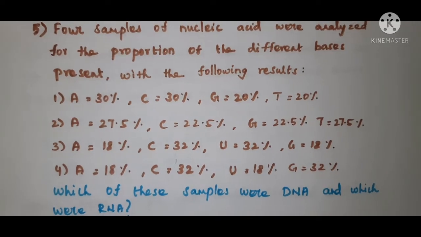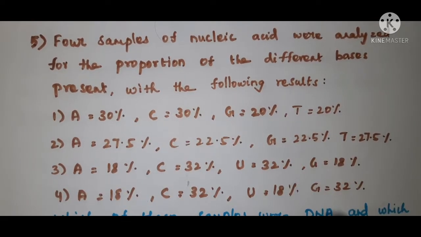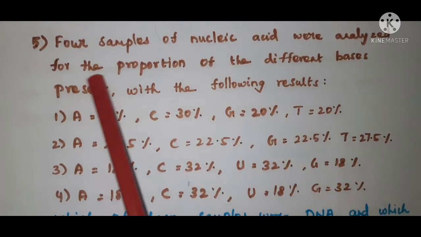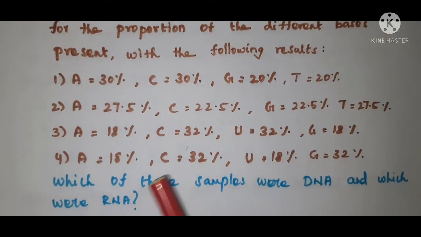Students, today we are going to see two problems from molecular biology subject. Now read the first problem. Four samples of nucleic acids were analyzed for the proportion of the different bases present with the following results. And they are asking which of these samples were DNA and which were RNA.